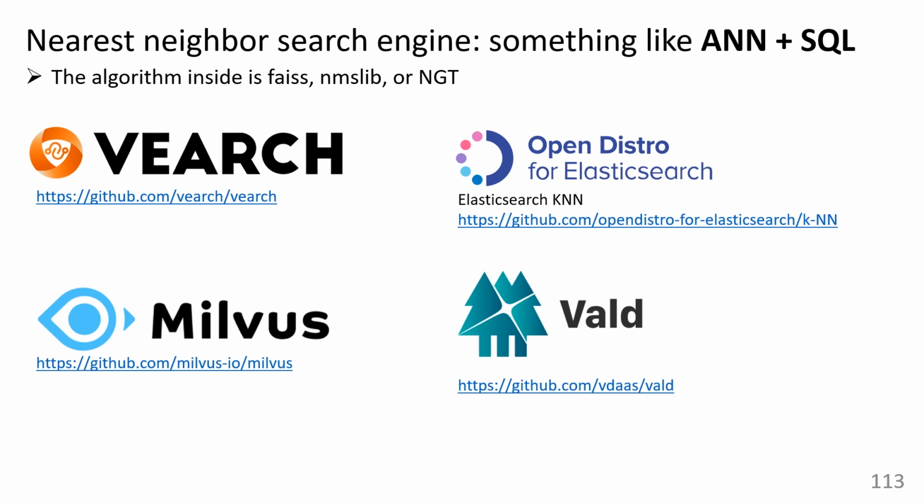This is also a very interesting topic. Recently, many people try to develop a nearest neighbor search engine. That is something like ANN plus SQL. And the algorithm itself is Faiss or NMSLib or NGT or something. But many companies try to create these search engines using nearest neighbor search. So they provide a lot of practical functions like distributed systems or data deletion or something. Okay.